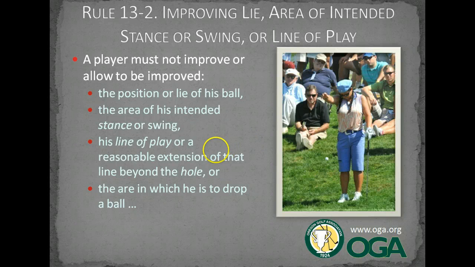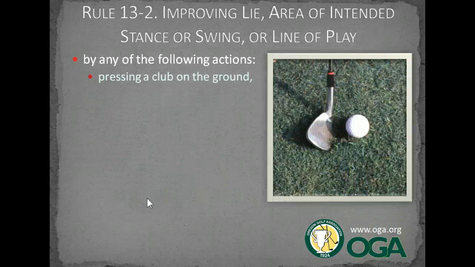The areas that we're concerned about: the lie of the ball, the area of your intended stance or swing, your line of play, and a reasonable extension beyond that line or beyond the hole, and the area where we're going to drop a ball. We're about to find out in the next part what you can't do in those areas. This rule is very specific. You're not allowed to press a club on the ground if it improves the lie of your ball.